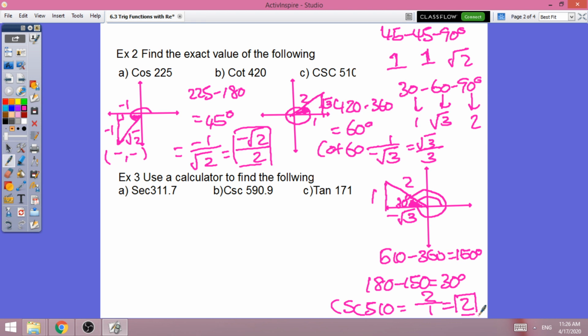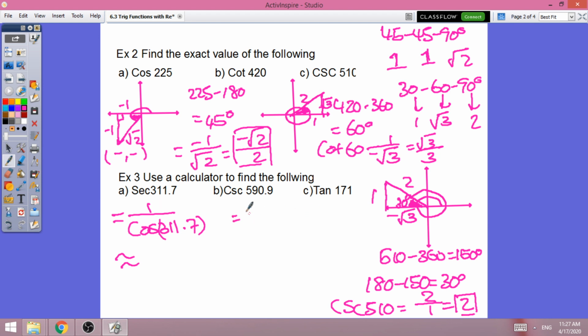So it's not that difficult, but you need to recognize the unit circle with the special right triangles. For the rest, you want to use the calculator to find out exactly what those are. There's no such button for secant, so you want to do 1 over cosine of 311.7 and type that in. Secant is the reciprocal of cosine, so you want to turn it into the reciprocal form.